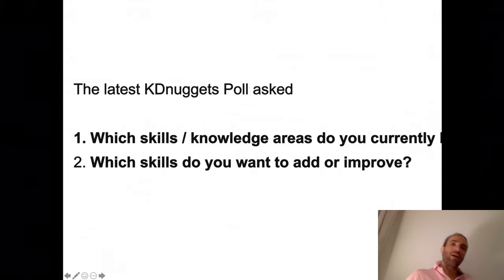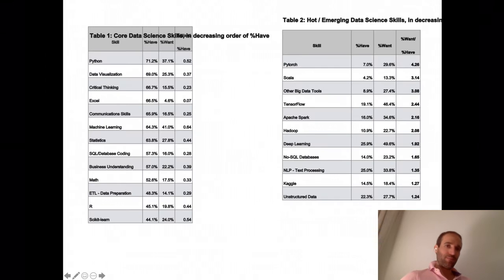Well, welcome back. So today we're going to do a case about real data. 2019 KDnuggets, it's a famous website. They ran a poll of their community. This poll has two questions. First question was, which skills do you currently have? And two was, which skills do you want to add or improve? And this is what happened.